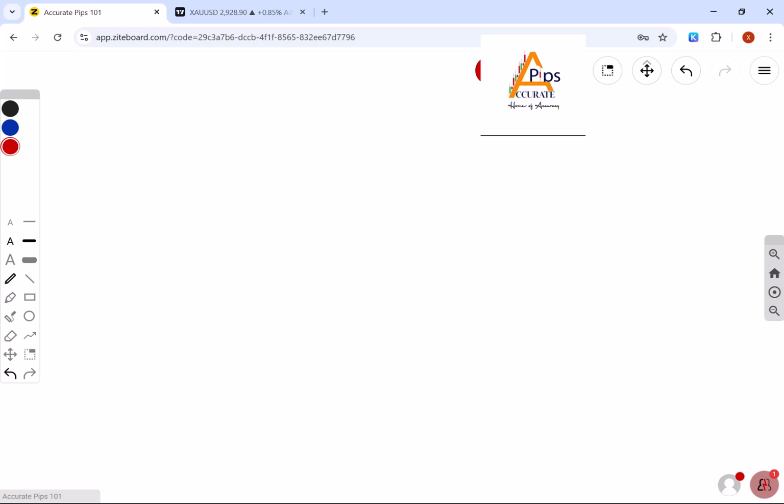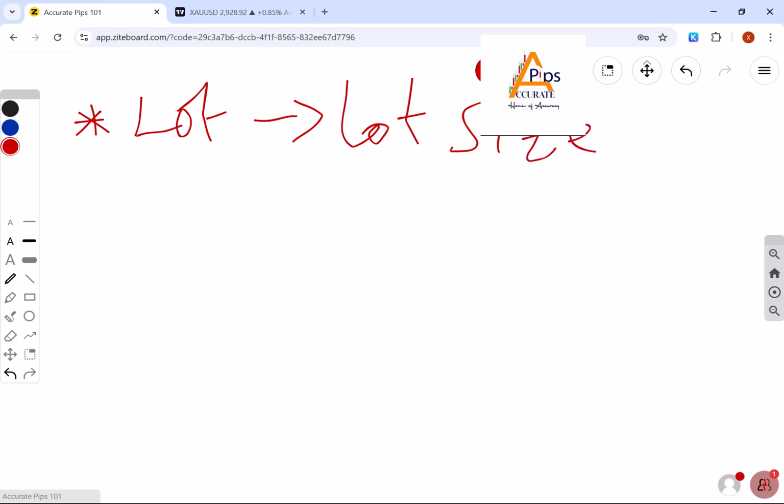Now let's look at the next terminology, which is the lot, or sometimes we say the lot size. It's just the same thing. But you'll be hearing the term lot size more often than just the word lot. So let me just use that.